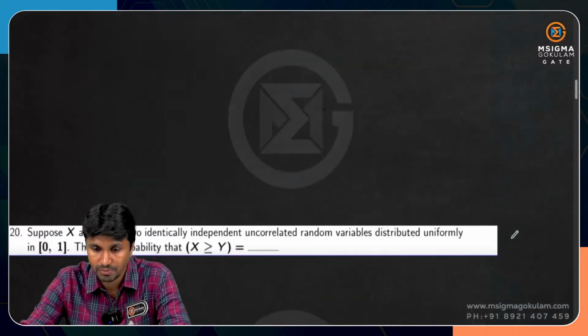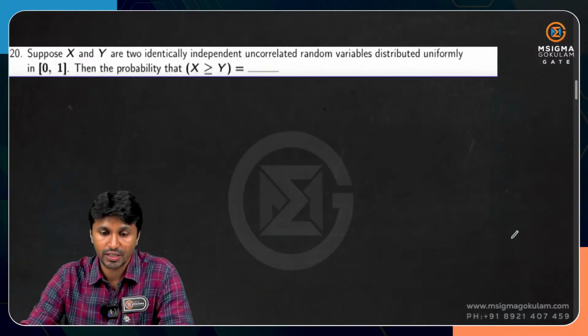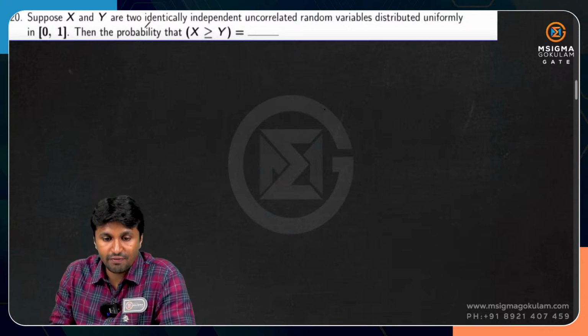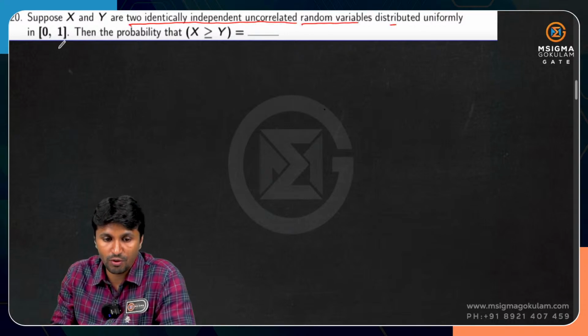The answer is 4 bits per symbol, right? Now let us look at the next question. Suppose x and y are two identically independent and uncorrelated random variables distributed uniformly in 0 to 1.